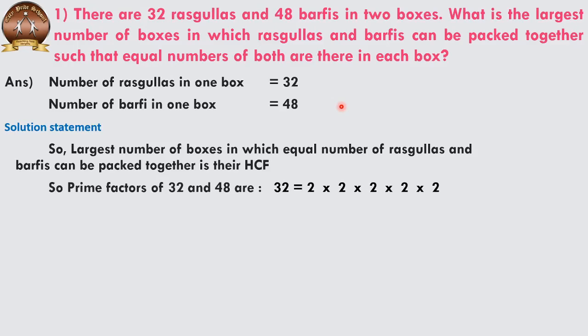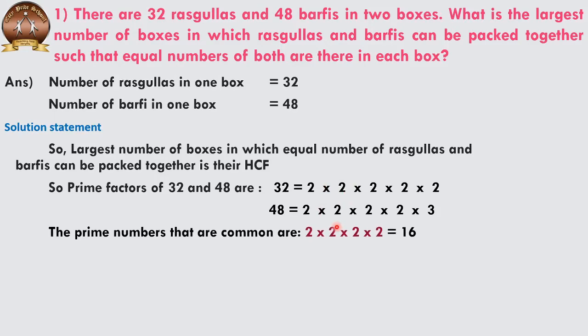Now, the prime factors of 32 are 2 multiplied by 2 multiplied by 2 into 2 into 2, 2 multiplied 5 times. Similarly, 48 is 2 multiplied 4 times multiplied by 3. Now, what are the common factors? You can see that we have 4 common 2's in it. When these all 2's are multiplied together, we get the number 16. So, the HCF of 32 and 48 is 16.